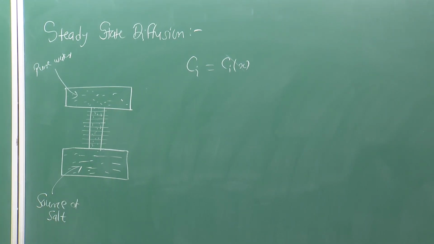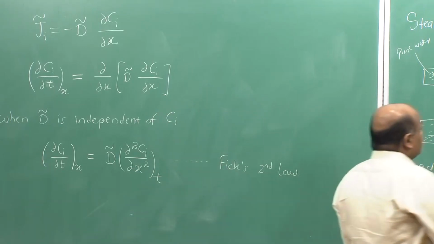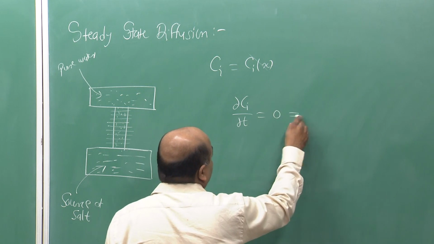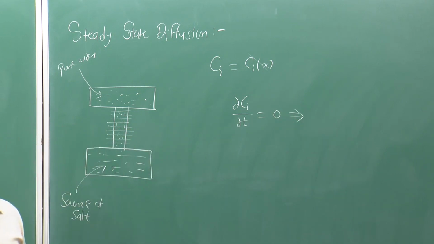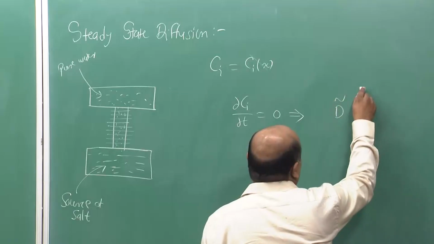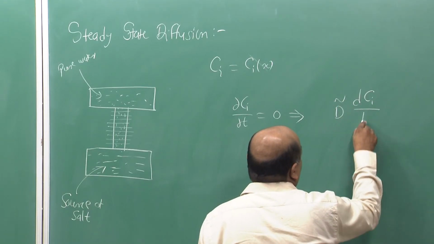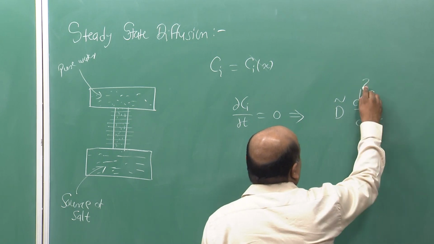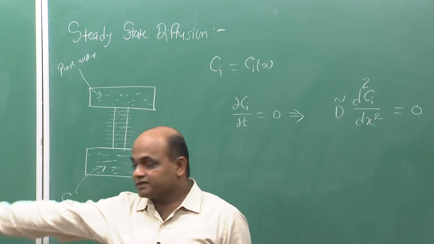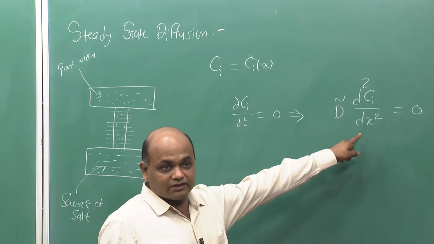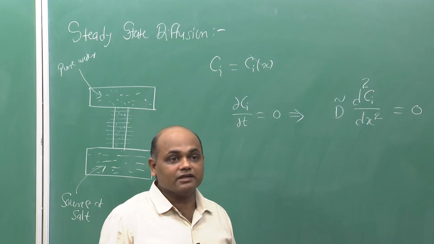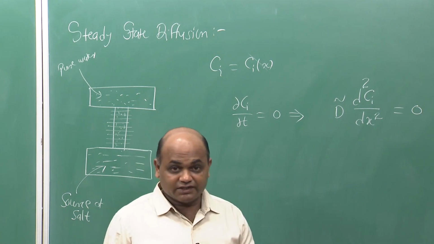So, in this equation, basically, ∂Ci/∂t equal to 0, which means from this diffusion equation we can write D d²Ci/dx² equal to 0. I am replacing the partial sign with the ordinary derivative sign, because now C is only a function of x, it is not a function of t because of the steady state.